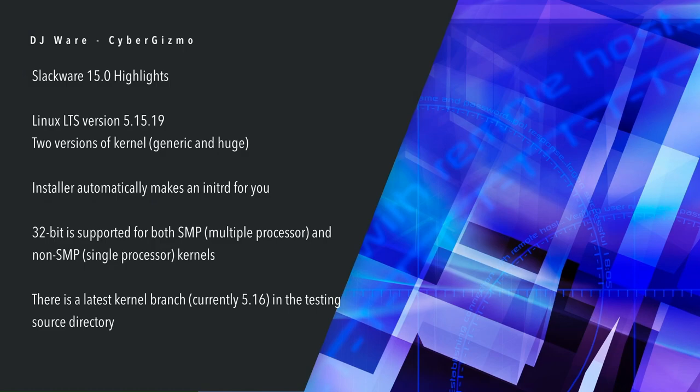So Slackware does support 32-bit mode. They have not removed it from their versions. It supports both single processor and multiple processor or SMP kernels. So if you have multiple CPUs or if you even have an old Pentium, it will run. So yeah, the latest kernel branch, currently 5.16, is in testing, and that's in the source directory if you want that.